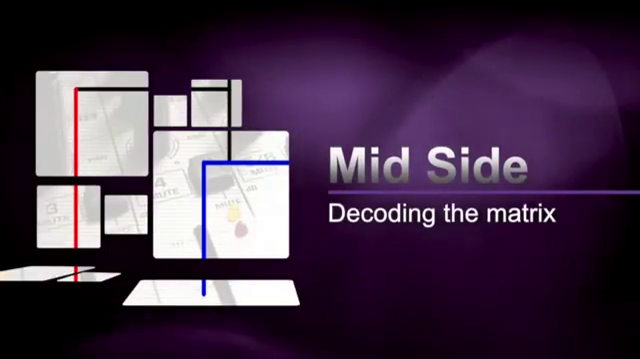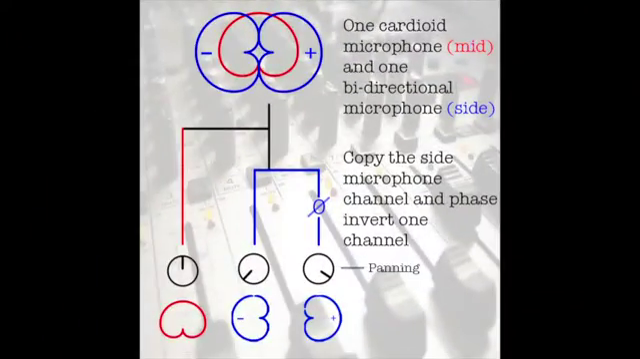This is what we must do to decode the mid-side matrix. The mid channel remains centered. The side channel, on the other hand, should be first copied, then panned. One of them hard right and one of them hard left. The only difference is that the one panned hard right should be phase inverted, so we have one channel being the opposite of the other. After that, we can balance our stereo image by deciding how much mid channel and how much side channel we want.